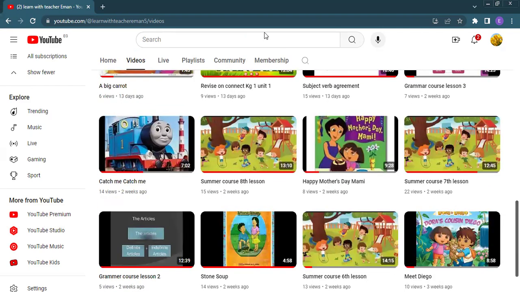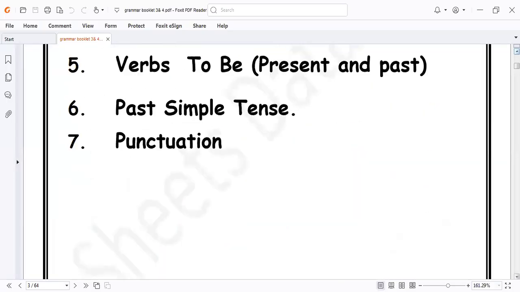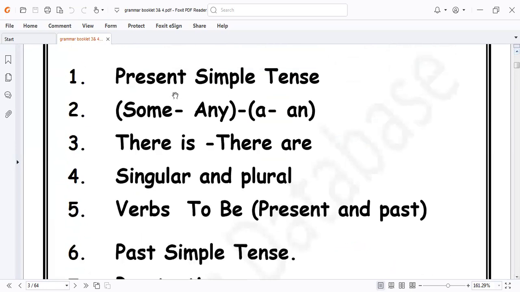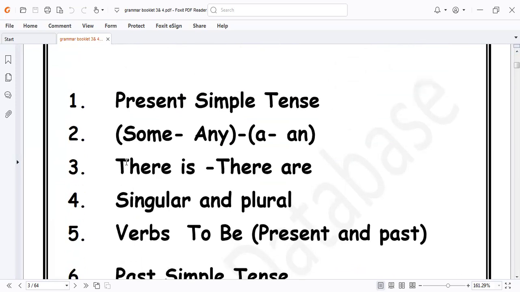Let's go to our lesson today. I have a booklet here. I will revise present simple tense, some, any, a or an, there is and there are, singular and plural, verbs to be present and past, past simple tense, and punctuation. Today I will take 2 lessons only because it's too much to take more than this, and in the next video I will continue.